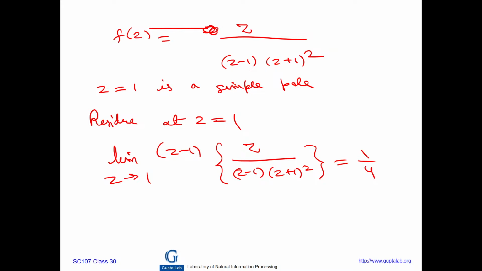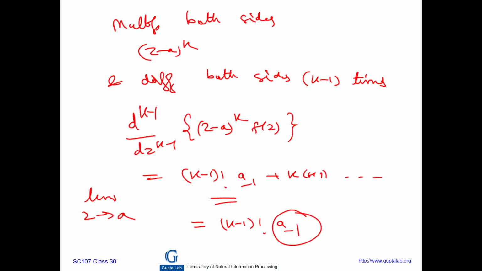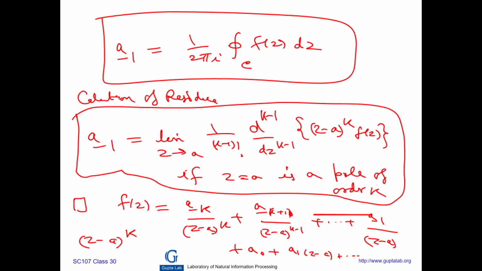So this is the formula that I told you, right? I have used this formula actually to compute the residue. When order is 1, actually when k is equal to 1, there will be no differentiation needed. Just take z minus a times f of z and take the limit, right? Simple thing I have done.